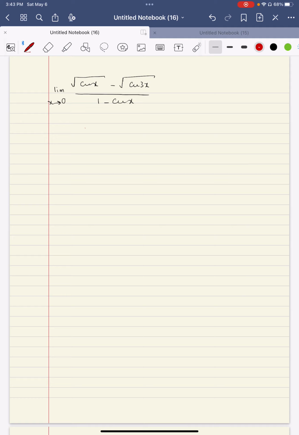So in today's video we are going to solve a decent limit question, which is root cosine x minus root cosine 3x over 1 minus cosine x when x approaches 0. So the very first thing that we have to do in limit questions is putting the x, replacement of x.